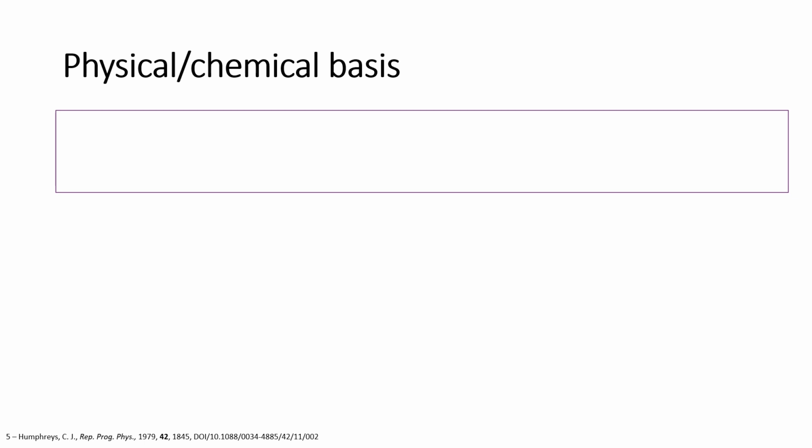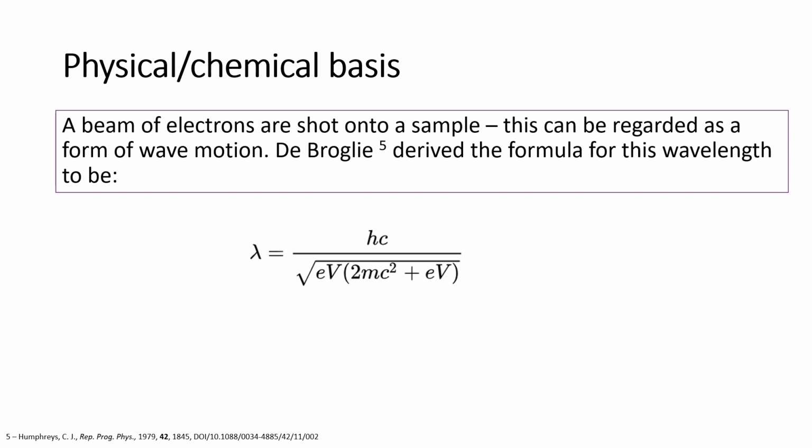Let's talk about the physical basis behind this analytical technique. Electron microscopes use a beam of electrons that are shot towards a sample, and this is regarded as a form of wave motion due to the electron's quantum behaviour, which means that it acts as both a wave and a particle. Louis de Broglie first derived the formula in order to calculate the wavelength of an electron in the 1920s.